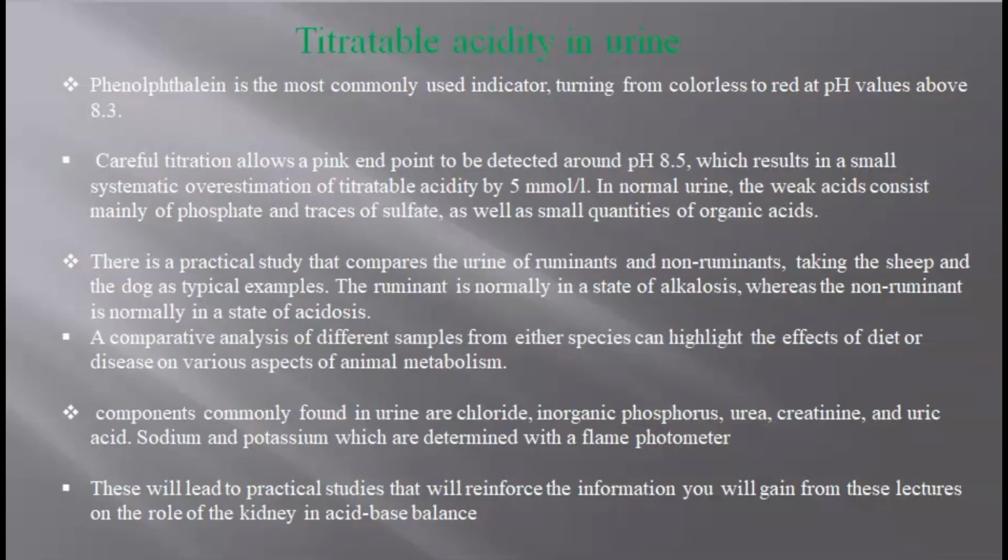Listen carefully now. What will make you know that the level is moving towards alkaline or towards acidic is the pH. Having established that, if you are using phenolphthalein as an indicator in urine, for you to experience a color change, turning from colorless to red, your pH must be above 8.3. But for you to see a further color change from red to pink, the pH will be around 8.5. And you know 8.5 is higher than 8.3. So the color change cannot be the same, because the higher you go with the pH, the more the colors will change. And this results in a small systematic overestimation of titratable acidities.